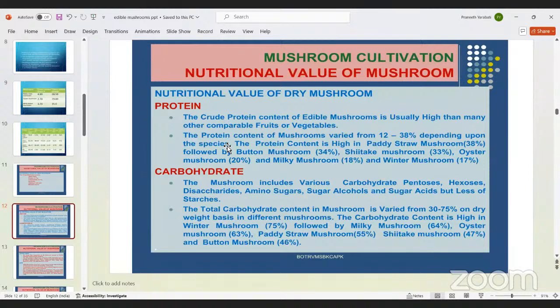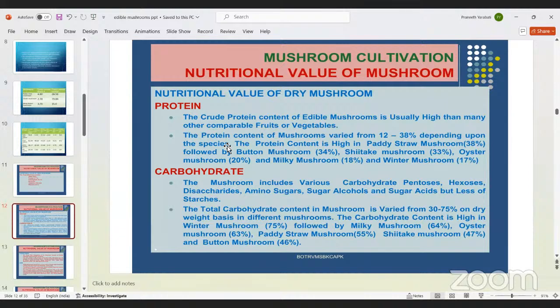Protein: the crude protein content of edible mushroom is usually higher than many other comparable fruits or vegetables. So when we compare to fruits and vegetables, these edible mushrooms contain more protein. The protein content of mushroom varies from 12 to 38% depending on the species. We already discussed this: different types of mushroom contain different values, some containing a high amount of protein and some less.